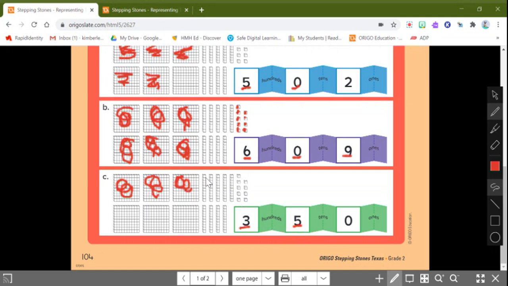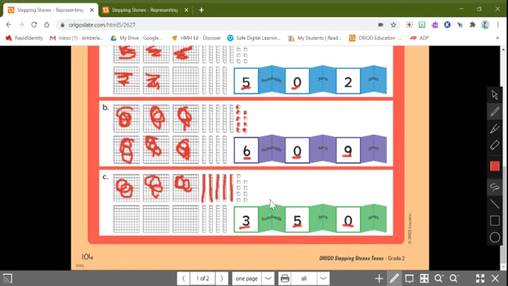I do have tens blocks now. So I'm going to color in 5. 1, 2, 3, 4, 5. Now, do I have any in my ones place?